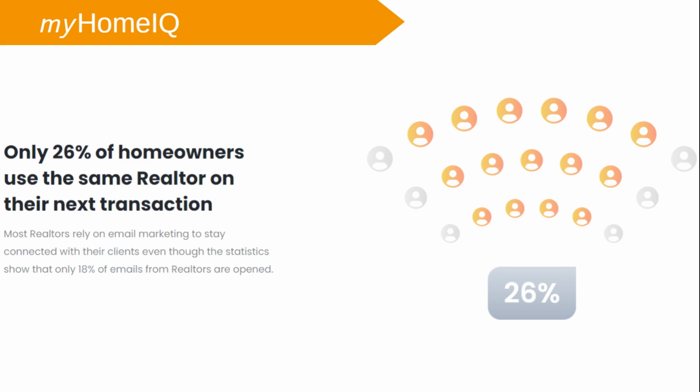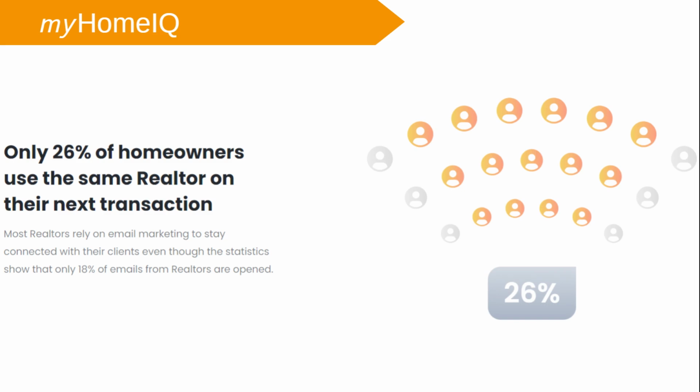Now, this is a sad statistic in my opinion, but I really think it's important to hammer this home, is that only 26% of homeowners use the same realtor on their next transaction. And a lot of that's just because most realtors rely on generic emails to stay connected with their past clients. And statistics show only about 18% of those are ever opened. But with MyHomeIQ, people engage 24 times more because it actually is giving them valuable information. So to make sure that you don't become part of the 74% that are not getting their past clients, we want to make sure that you're a part of the 26% of homeowners.